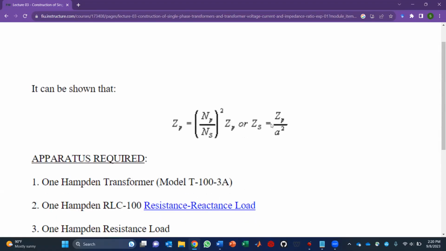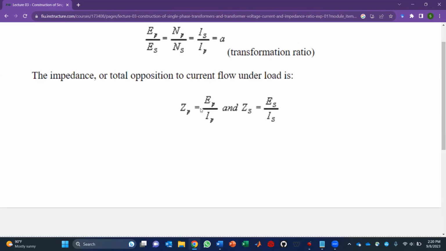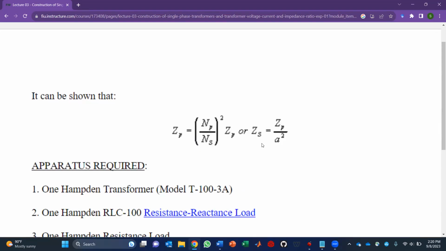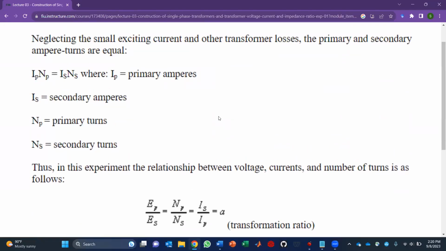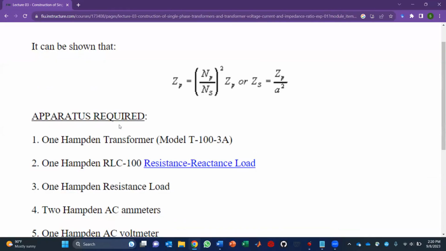So the impedance, I hope that you already know all of this. I'm not gonna explain everything. So if you put the impedance values and the voltage and current of primary and secondary values, and take a ratio of it, it will look like this. So ZS will become ZP over A square. I'd like you to include them in the report as a theory part, and then apparatus, whatever.